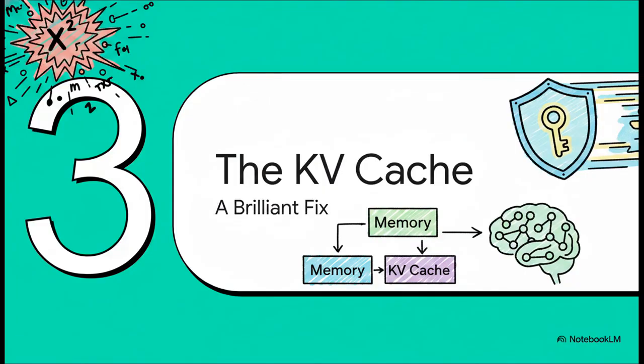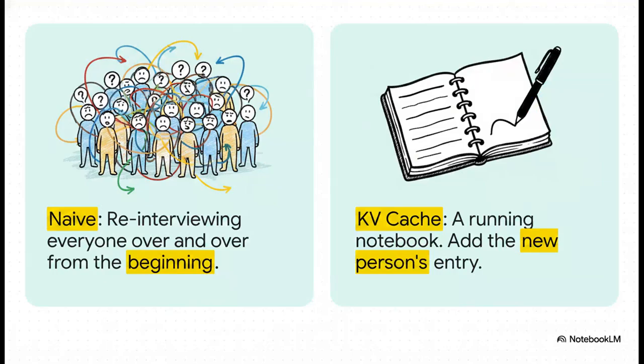Section 3. Enter the KV cache. To solve this quadratic disaster, engineers introduced a foundational architectural intervention. By simply caching the calculated key and value vectors of previous tokens, we completely stop the mathematical madness. Instead of re-interviewing everyone, we maintain a running notebook. When a new token is generated, we just flip to a blank page and add the new entry. Pulling from memory rather than recalculating slashes our workload from cubic right down to manageable quadratic scaling.